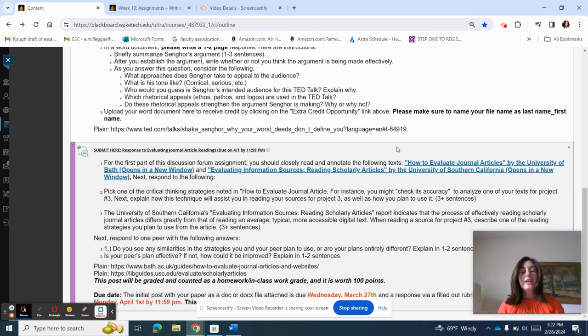And what I noted there is that this reading indicates that the process of effectively reading scholarly journal articles differs greatly from that of just reading a digital text like we did for project number 1. So say maybe a TED Talk or an advertisement. So when reading a source for project number 3, I want you to look through and figure out one of those strategies from the source that you plan to use to evaluate your article.